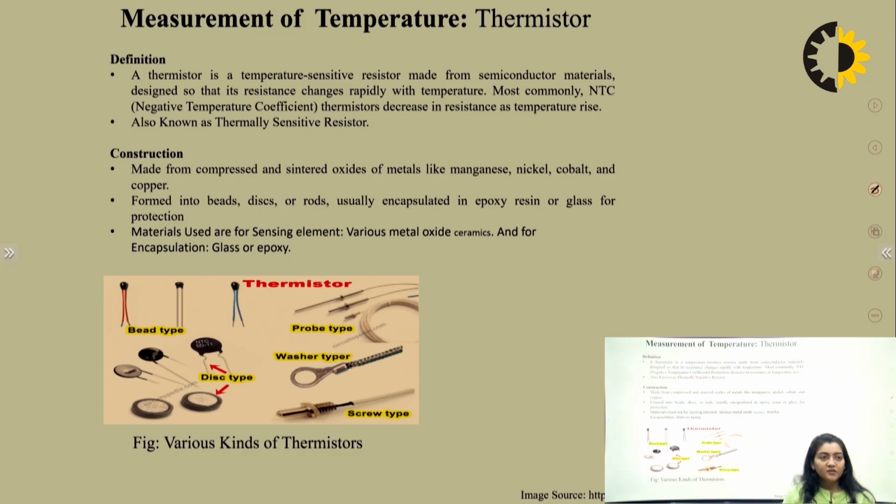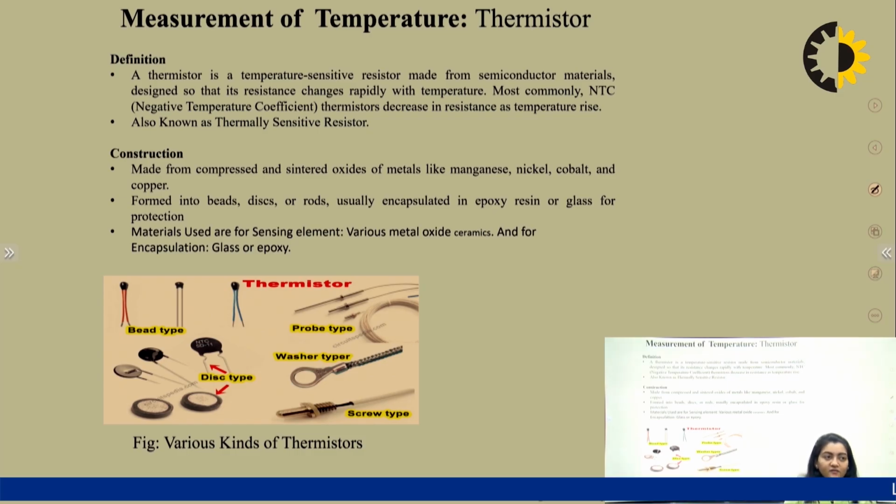Now, measurement of temperature using a thermistor. Definition: a thermistor is a temperature-sensitive resistor made from a semiconductor material designed so that its resistance changes rapidly with temperature. Most commonly NTC, that is negative temperature coefficient. An NTC thermistor decreases in resistance as temperature rises, also known as a thermally sensitive resistor.